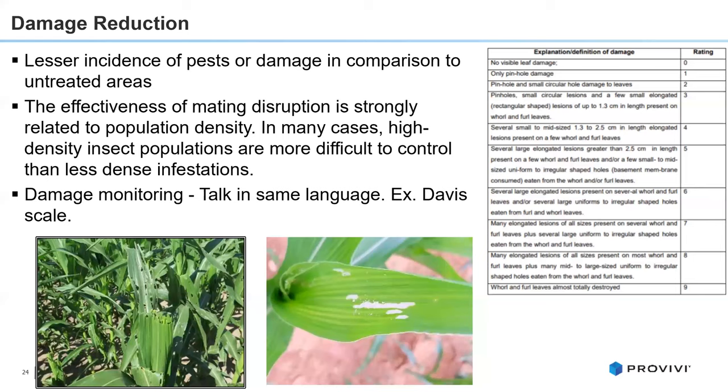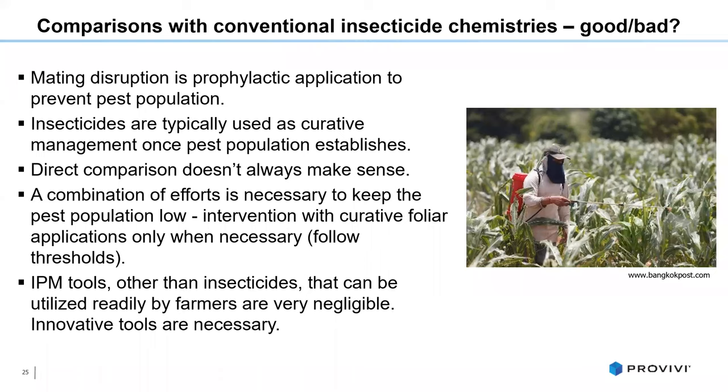So we look at the damage reductions. These are all the parameters that we'll start looking at when we start doing the field trials. When we start doing the field trials, what do we compare with, right? So if there is an insecticide evaluation or a biopesticide evaluation, we can easily compare with the synthetic chemistries or conventional insecticide chemistries or conventional methods of management.